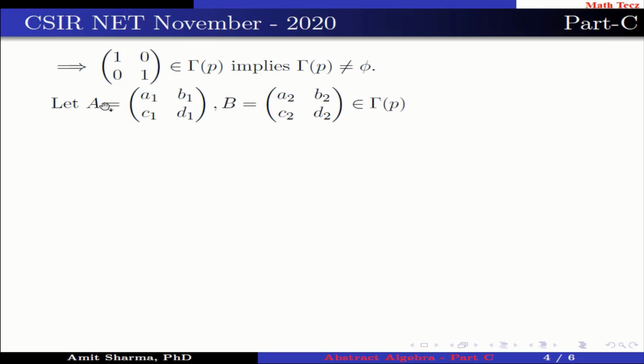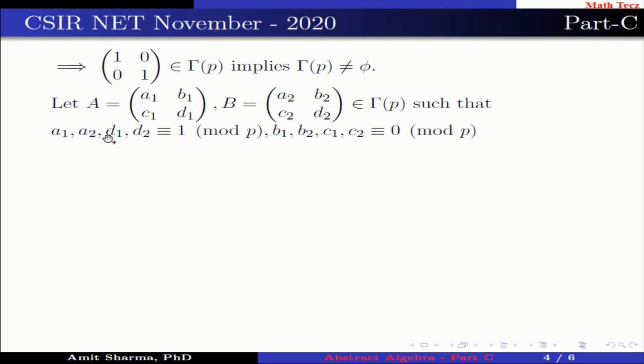Let A, a 2 cross 2 matrix having elements a1, b1, c1, d1, and B, another 2 cross 2 matrix having elements a2, b2, c2, d2, belong to gamma of p such that a1, a2, d1, d2 are congruent to 1 mod p and b1, b2, c1, c2 are congruent to 0 mod p. Also a1 into d1 minus b1 into c1 is equal to 1, and a2 into d2 minus b2 into c2 is equal to 1.